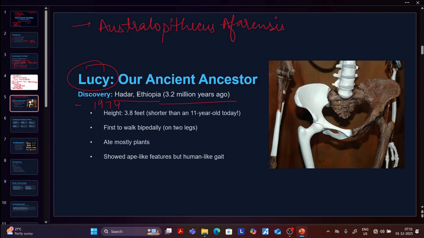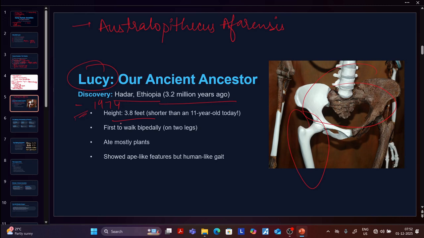Here are the remarkable details about her. She was tiny, only 3.8 feet tall, shorter than an average 11-year-old child today. Yet she was fully bipedal. When paleontologists first examined her skeleton, they could see clearly she walked on two legs, her pelvis, her femur, her foot structure all adapted for bipedal locomotion.